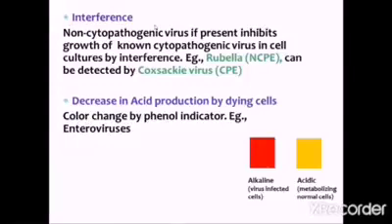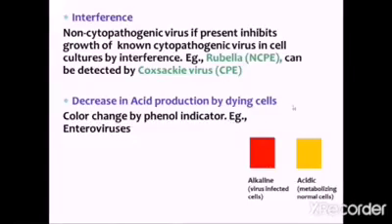There is another method which is called interference. In this case, a non-cytopathogenic virus, for example rubella, is present. It can interfere with or inhibit the activity of a cytopathogenic virus, with Coxsackie virus as an example.